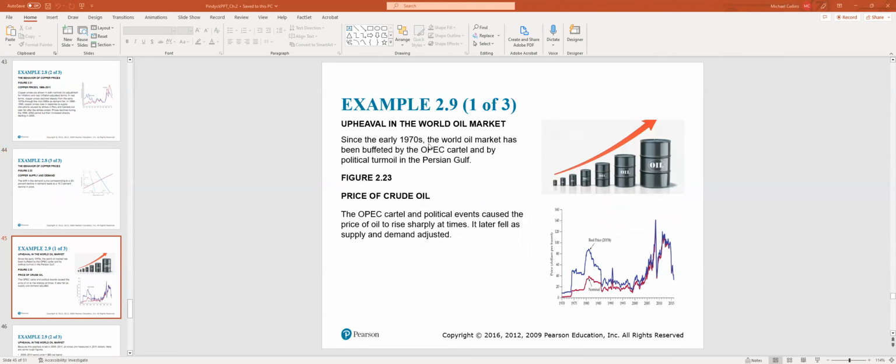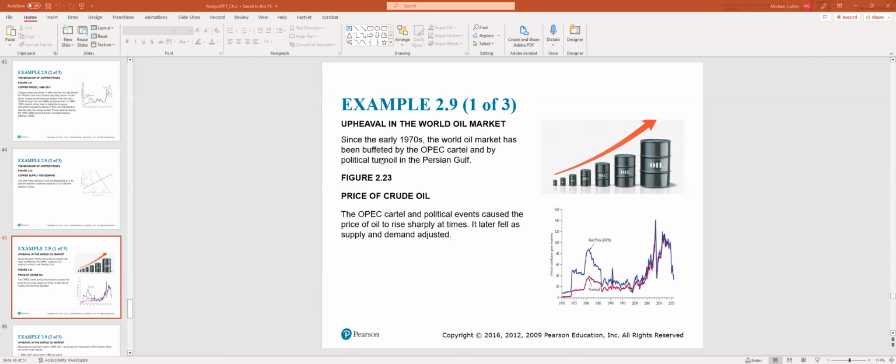Since the early 70s, this is about oil. The world oil market has been buffeted by the OPEC cartel and by political turmoil. So like politics in the Middle East, as well as the nation states that sell oil, have had a large degree of control over the oil market. That is no longer as true because we went from being a top 50 producer in the world to either 1, 2, or 3, depending on whose numbers you look at. The OPEC cartel and political events caused the price of oil to rise sharply at times. It later fell as supply and demand adjusted.